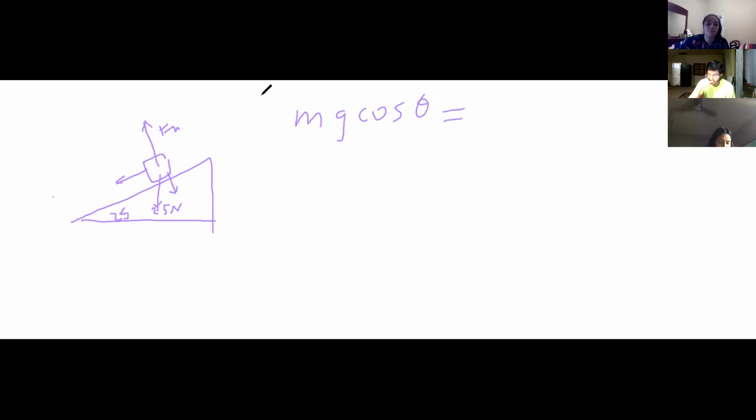So now we need to find m, correct? Yes, but why find m when you already know weight is mg, and just plug in the weight as 25. Oh, okay. So then we have 25 cosine of 25, which equals, what does this equal?